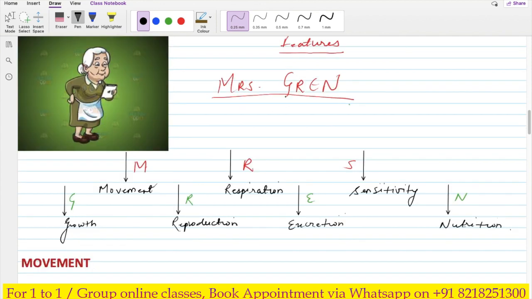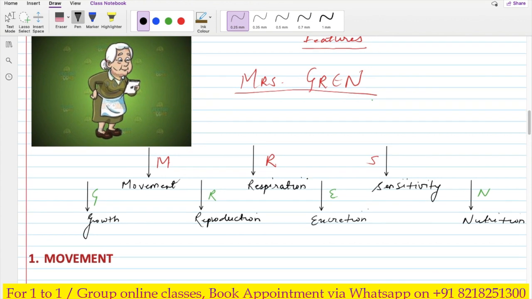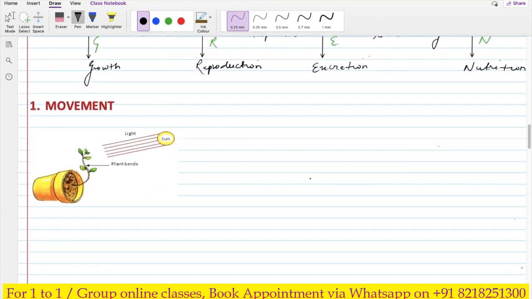So thank you, Mrs. Green, for telling us that your name, MRSGREN, all the characteristics, all the features are required for a particular thing to be called living. So let's see the first part, movement.